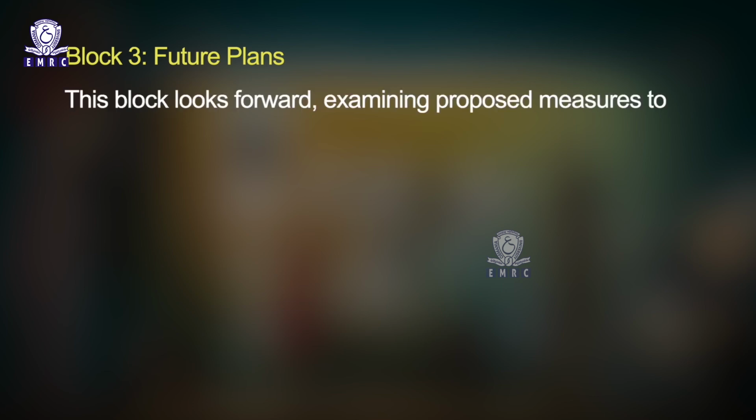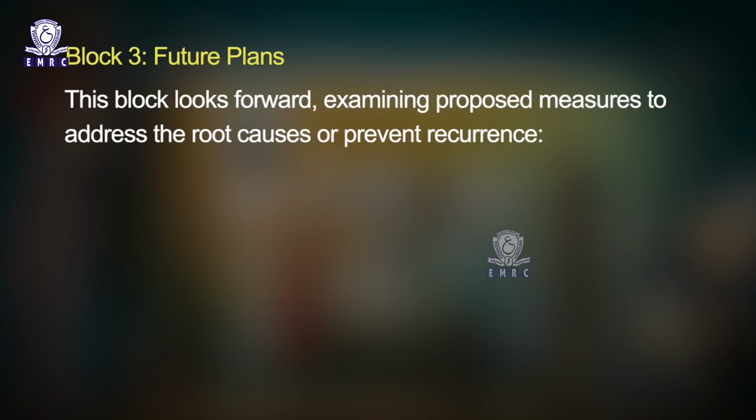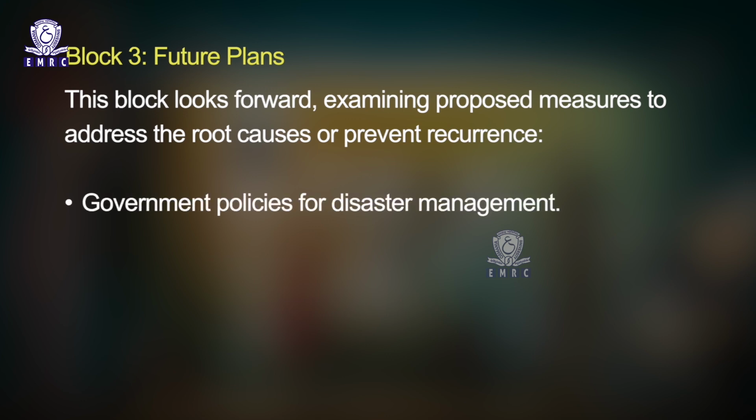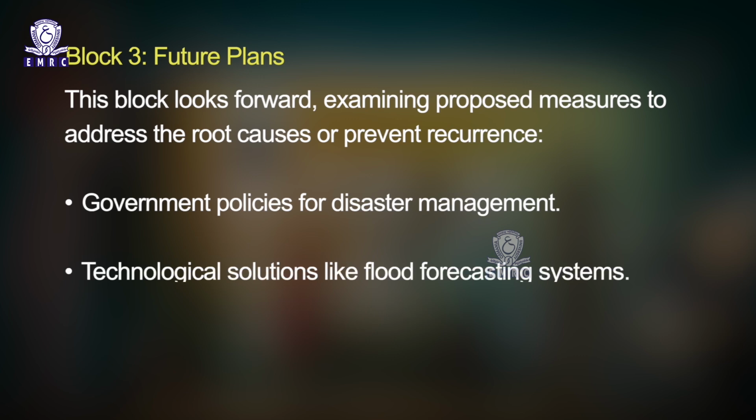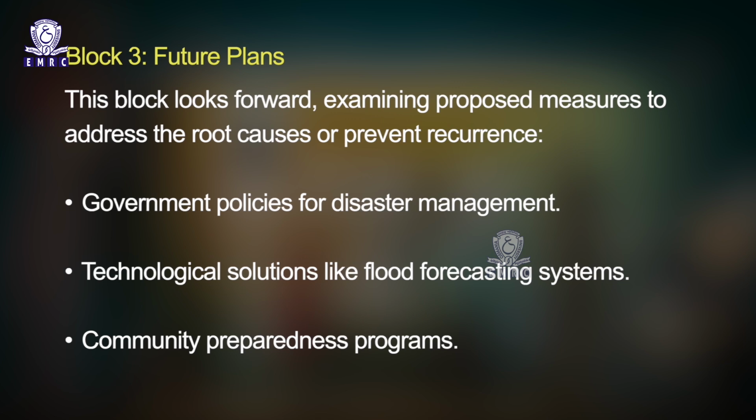Third block is about future plans. This block looks forward, examining proposed measures to address the root cause or prevent recurrence. Government policies for disaster management, technological solutions like flood forecasting systems, community preparedness programs.